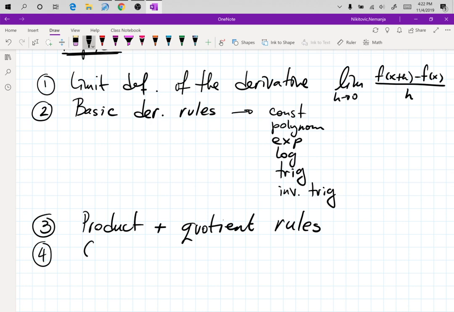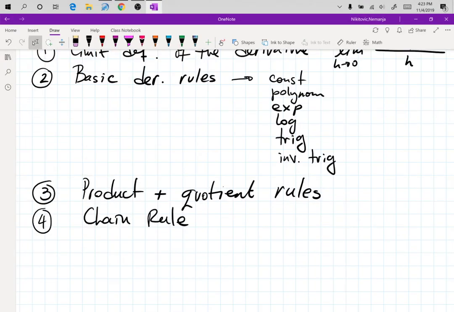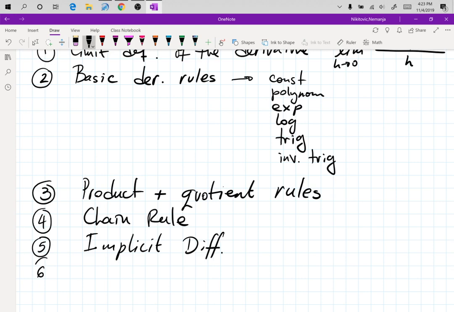Number 4, I'm going to put the chain rule. We said that one is insanely important. Definitely at least 2 or 3 chain rules on a test. Then we have, from the special, implicit differentiation. Number 6, we have logarithmic differentiation.